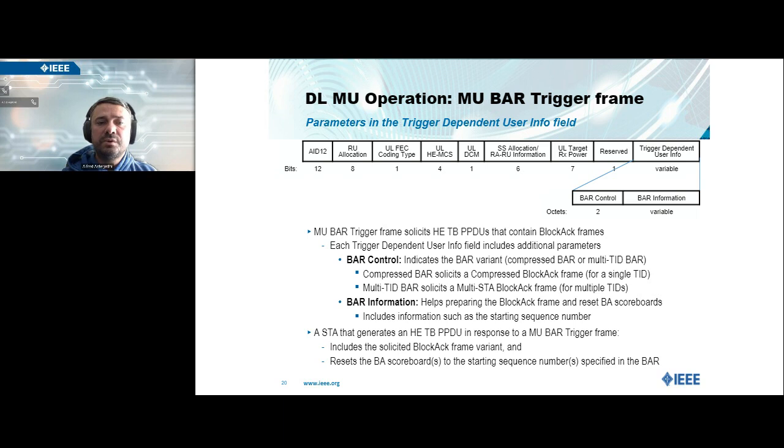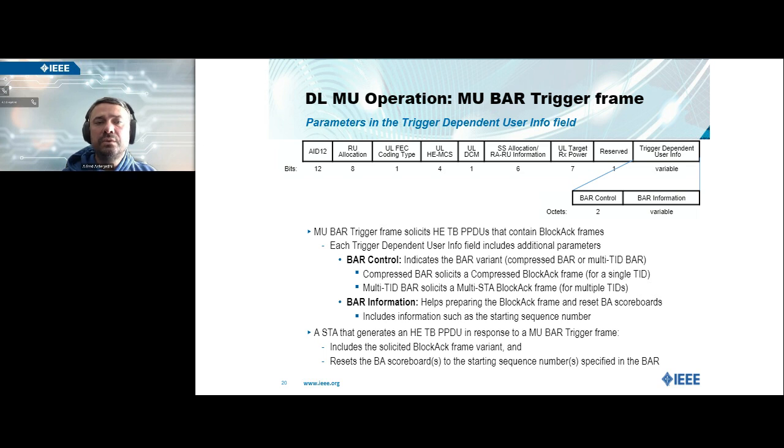And as a response to the NU BAR trigger frame, essentially the station generates the solicited block ACK frame variant and resets the block ACK scoreboards and moves its starting window to the starting sequence number specified in the BAR.